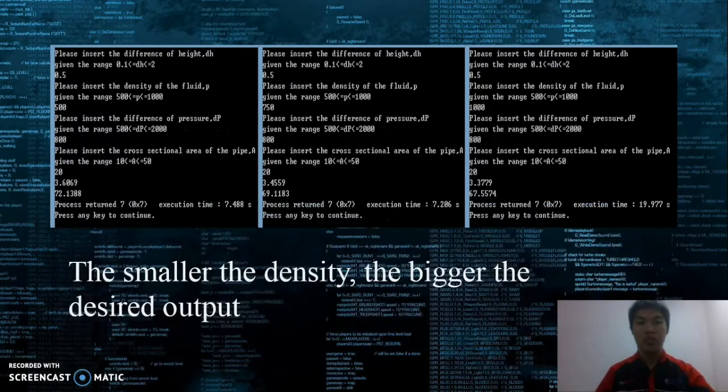The next, the density. As we can see, the density is increased from 500, 750 and 1000, then the result will decrease. So the volume flow rate and the velocity will also decrease. With this result, we can prove that the smaller the density, the bigger the desired output.